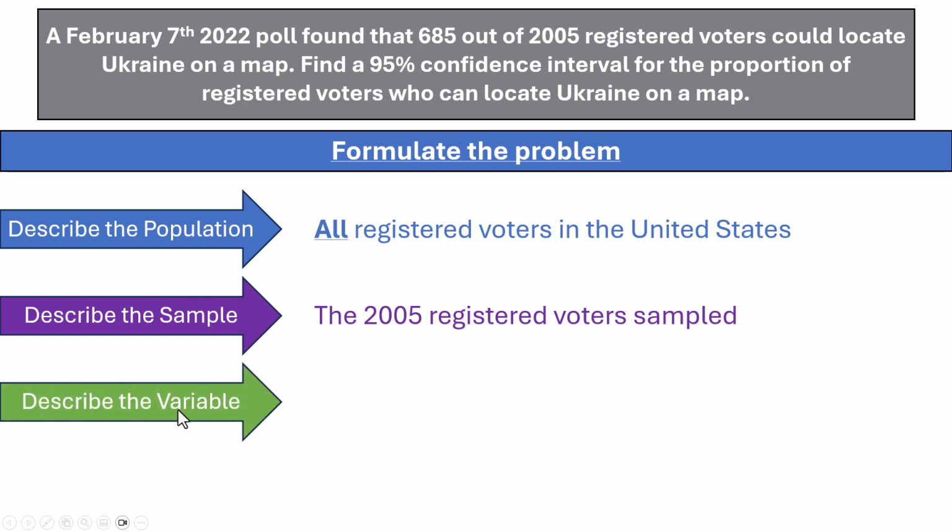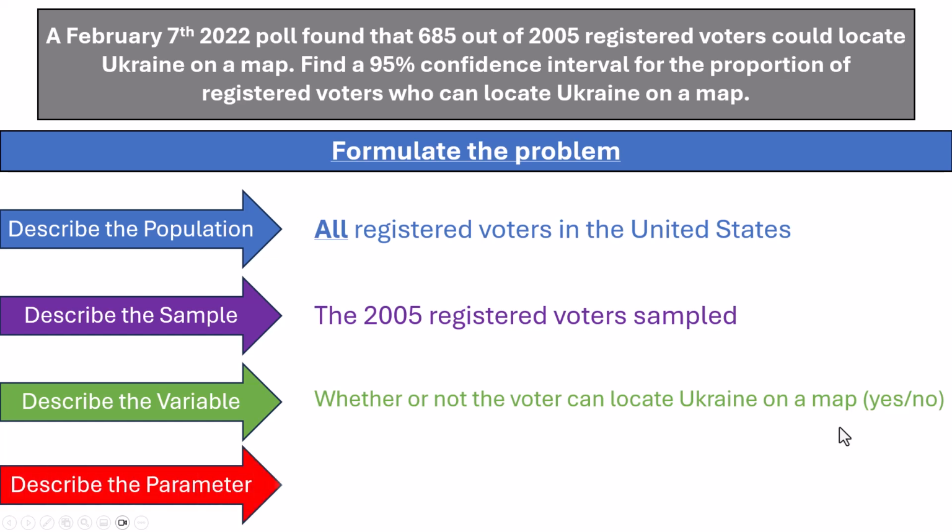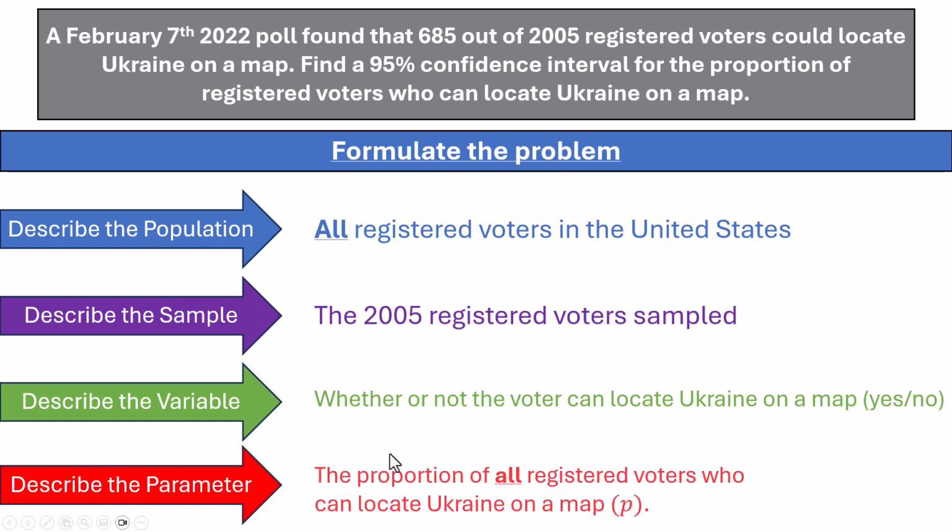Next, we need to describe the variable. Remember that the variable is what we collect from each individual. Each individual, we're collecting whether or not they can locate Ukraine on a map, either yes or no. This is a categorical variable because the options are non-numerical. It's either yes or no. Finally, we need to describe the parameter that we're trying to estimate. We are trying to estimate the proportion of all registered voters who can locate Ukraine on a map, or in other words, the value of the population proportion P.